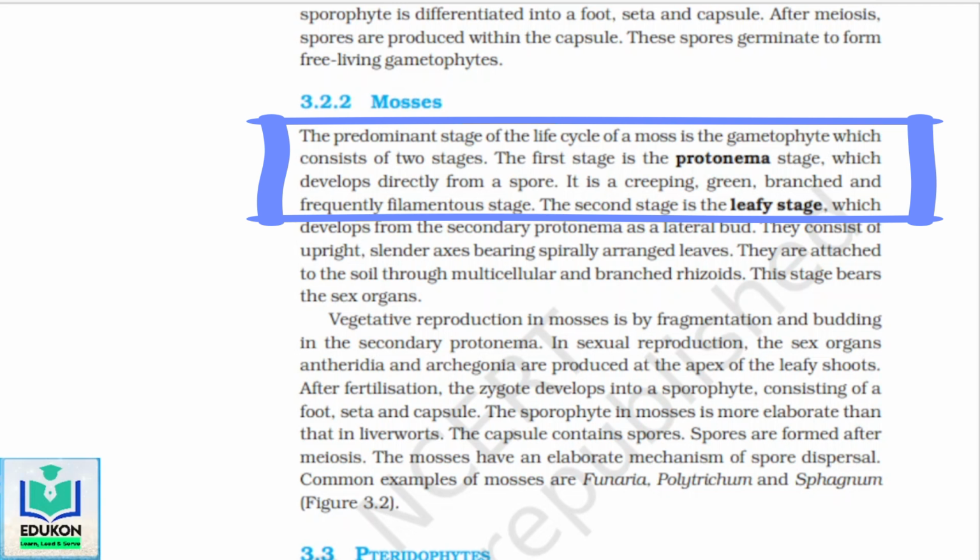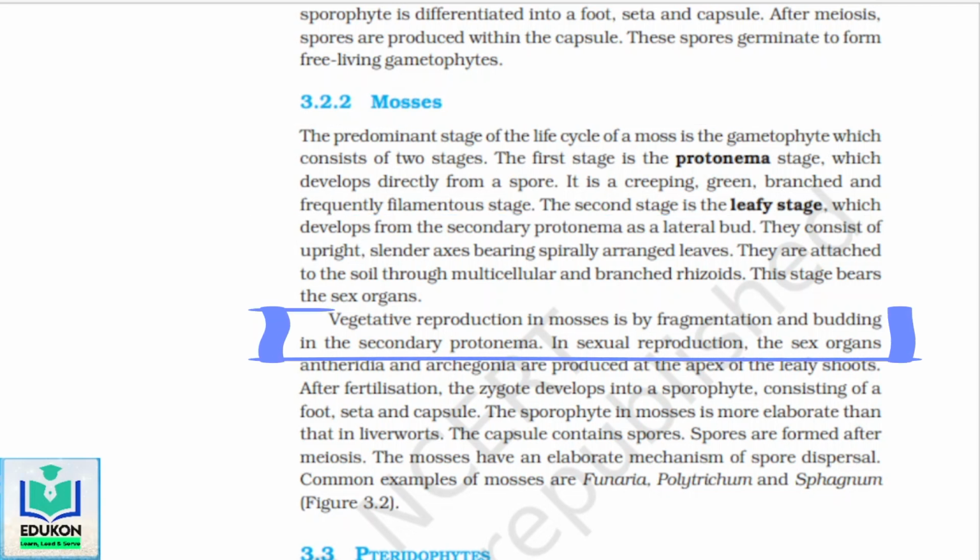Vegetative reproduction in mosses, which is not sexual reproduction, is by fragmentation and budding in the secondary protonema. In sexual reproduction, the sex organs, antheridia and archegonia, are produced at the apex of the leafy shoots. Apex means at the end of the leafy shoots.